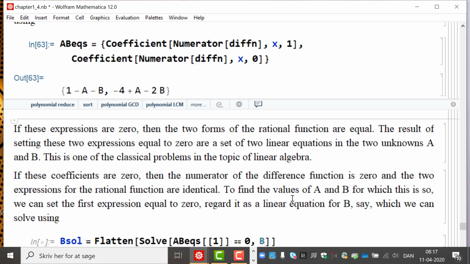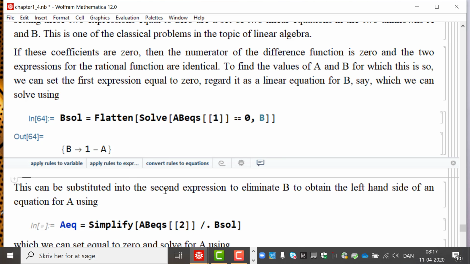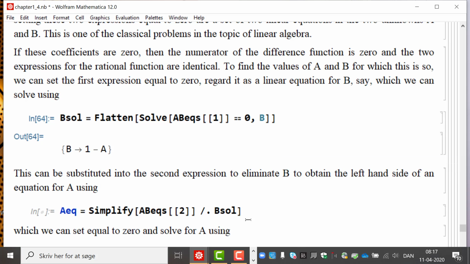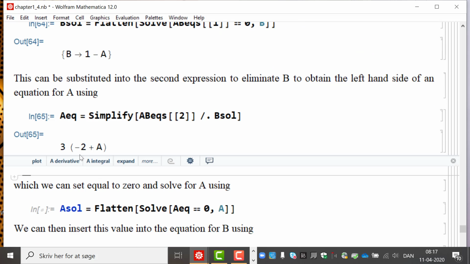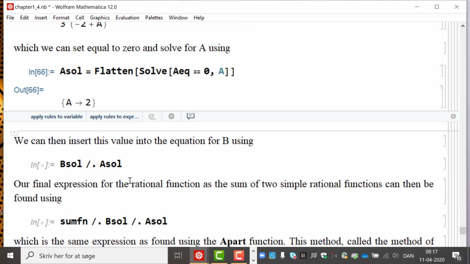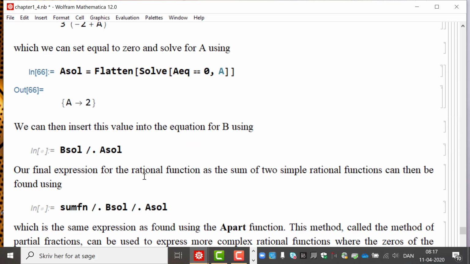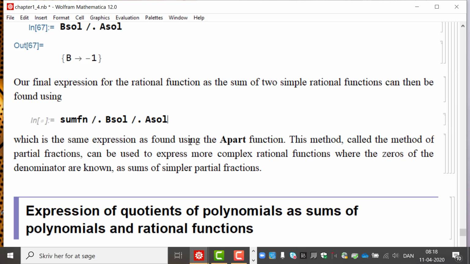So to find the values of a and b for which this is so, we can set the first expression equal to 0 and solve it for b. And it tells us that b is 1 minus a. And we can take the second equation and substitute the solution for b we've found, and the result should just be an equation for a. And it is. And we can set this equal to 0 and solve for a, and we should get a equals 2. And we do. And then we put this value of a, which we've found, into the formula for b, and we find b is minus 1.